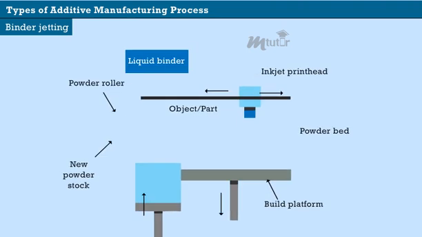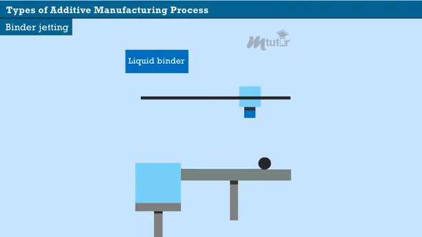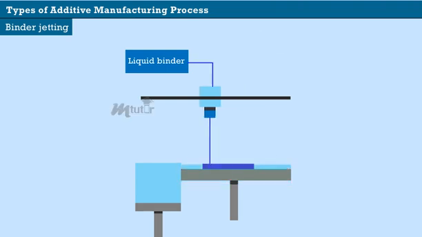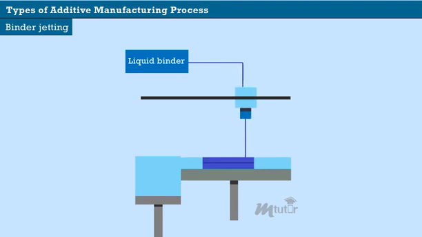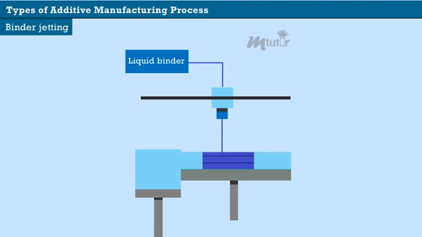Binder jetting. In this method, powder material is spread over the build platform using a roller. The print head deposits the binder adhesive on top of the powder where required. The build platform is lowered by the model's layer thickness. Another layer of powder is spread over the previous layer. The process is repeated until the entire object has been made. Unbound powder remains in position surrounding the object.